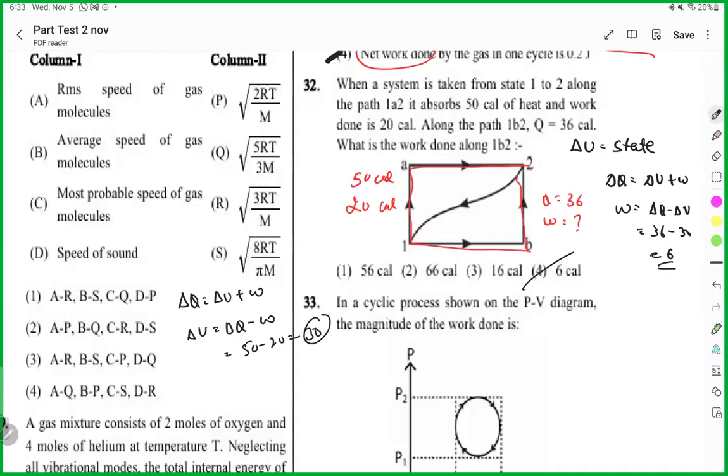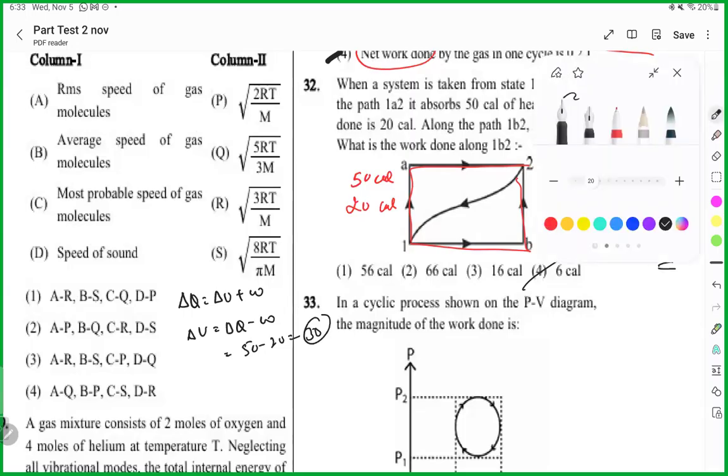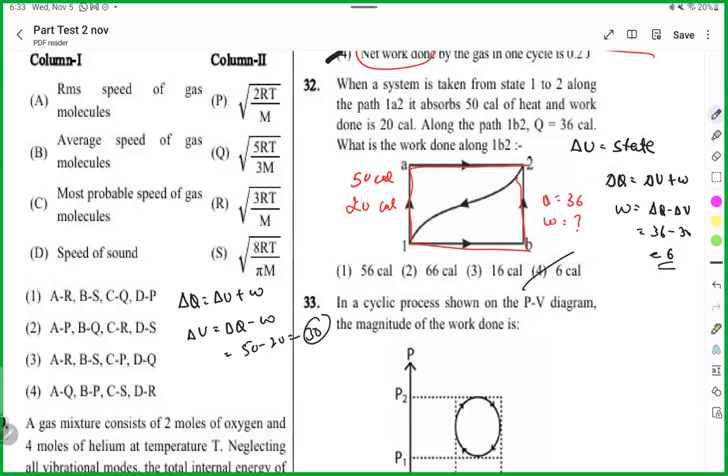समझ में नहीं आया, दोबारा बताओ. नहीं, जो 36 लिखा ना डेल्टा क्यू, तो क्वेश्चन में भी दिया था. हाँ, Q is equal to 36. हाँ हाँ, फिर वही तो हमने अप्लाई किया ना. हमने फर्स्ट वैल्यूज का यूज करके 50 एंड 20 वी कैलकुलेटेड डेल्टा यू वैल्यू. देन वी अप्लाइड दिस इन सेकंड इक्वेशन. हाँ हाँ हाँ. गॉट इट. हाँ.